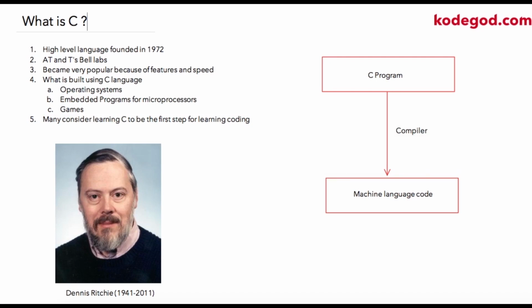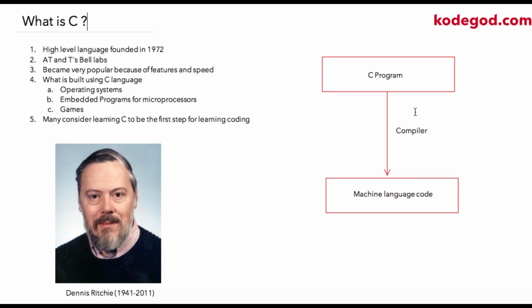So what is C? C is a high-level language founded in 1972 at AT&T's Bell Labs. It was founded by Mr. Dennis Ritchie. C became very popular because of its large feature list and speed. Most of the operating systems, embedded programs that are used for microprocessors and games are built using C language. Many softwares are built using C language. Even today, many consider C language to be their first language to learn coding because of its simplicity.